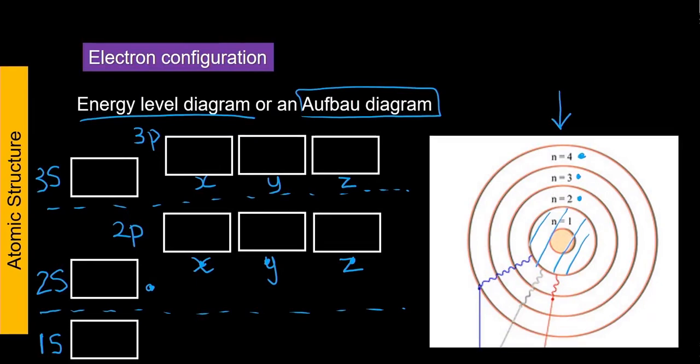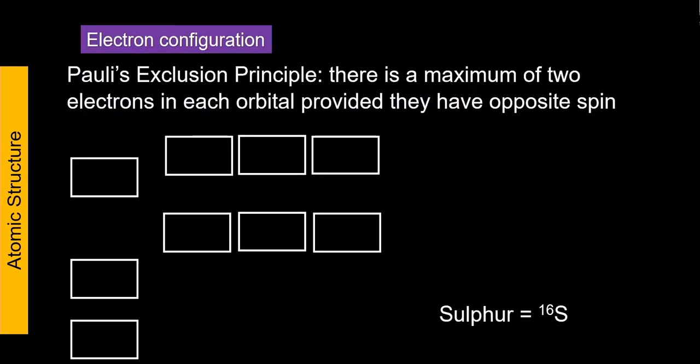How do we use this now? I have given an example here. Let's say we are using sulfur. Sulfur is the element, S is its symbol, and 16 is the atomic number, which means that it has 16 protons in its nucleus. If it's neutral, it's going to have 16 electrons.